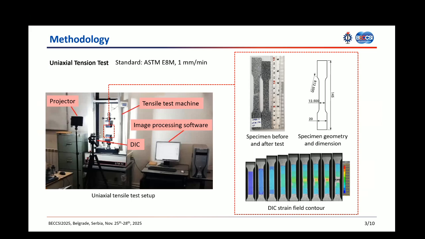After that, to measure the formability parameters such as yield strain, ultimate strain, elongation, N value, R value, and M value, a series of uniaxial tensile tests were conducted over a wide range of conditions in accordance with ASTM E8 at a crosshead speed of 1 millimeter per minute. To accurately capture the displacement and strain field during the test, a DIC optical measurement system was utilized. On this slide, you can also see the uniaxial tensile test setup, a specimen before and after testing, and the specimen geometry and dimension.